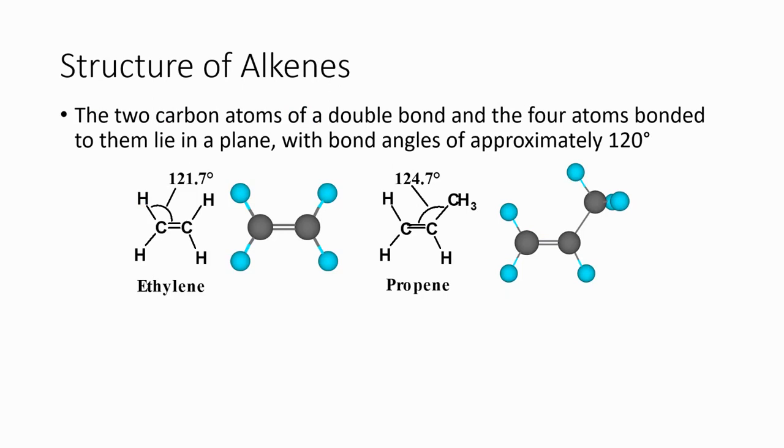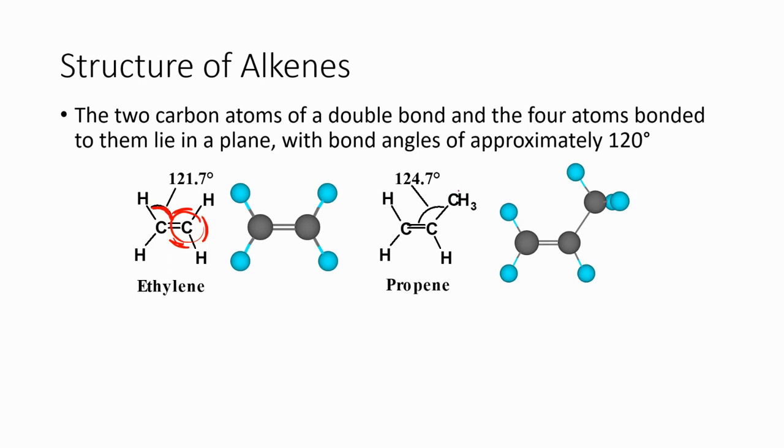So let's look a little bit more at the structure of alkenes. Their double bonds are going to have bond angles that are about 120 degrees apart. We need to split the 360 degrees into 3 equal bond angles, and they're each going to be about 120 degrees. The typical bond angle here, the C to H bond angle, is a little bit greater than 120.